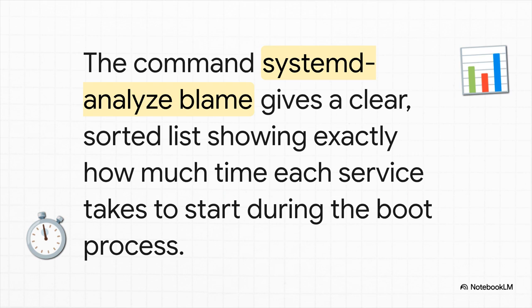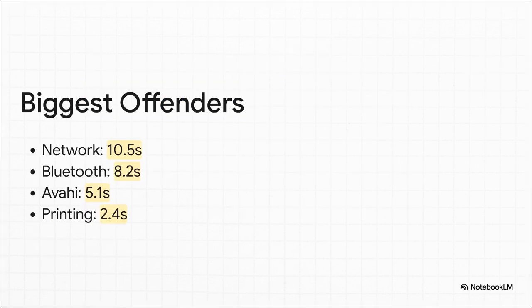It sounds dramatic, but it's exactly what it does. It points the finger and tells you precisely how much time each and every service is taking to start up during the boot process. And boom, look at that. The output immediately highlights your biggest offenders. In this example, NetworkManager is taking over 10 seconds. The crucial point here is that this tool lets you ask the important question, do I really need all of this running at startup? Maybe you don't need Bluetooth or a printing service right away. Disabling those non-essentials can give you a massive speed boost.